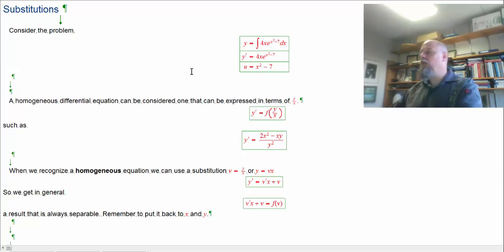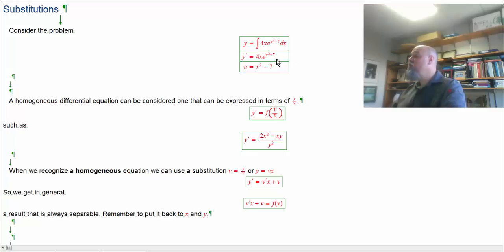Substitutions. We're already familiar with substitutions in regular integration. Consider this problem: y is equal to the integral of 4x e to the x squared minus 7 dx. That's really saying that y prime equals 4x e to the x squared minus 7. And if I write it like this, then it starts to look like a differential equation.